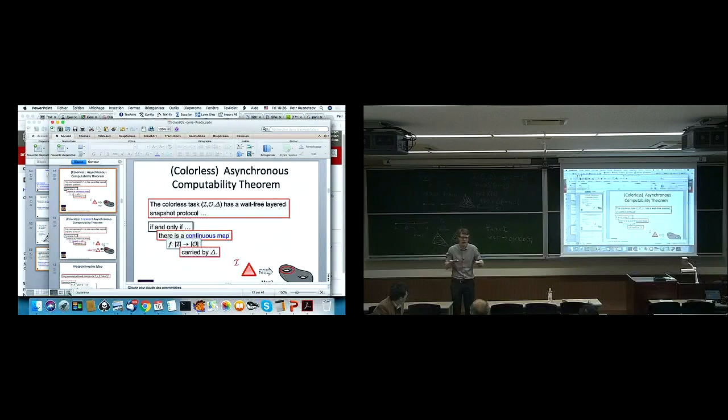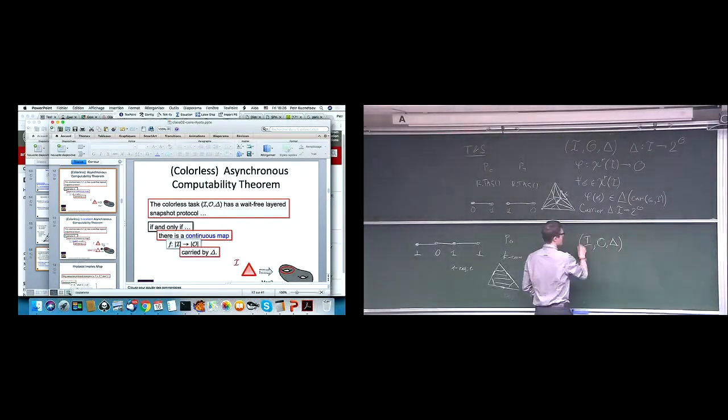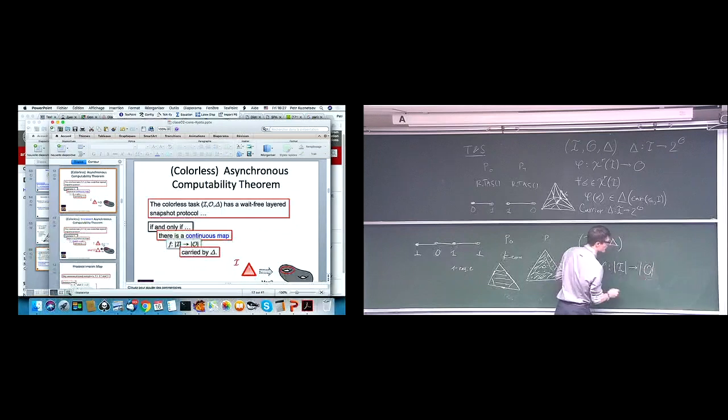The interesting part, which I skipped, was about the colorless solvability, which says that we have a task with I, O, and delta, and it is solvable wait-free in read-write if and only if there exists a continuous map, this time, from the geometric realization of I to the geometric realization of O, carried by delta. This part is kind of non-trivial because now we have no protocol hidden here. What we have is just some continuous map.